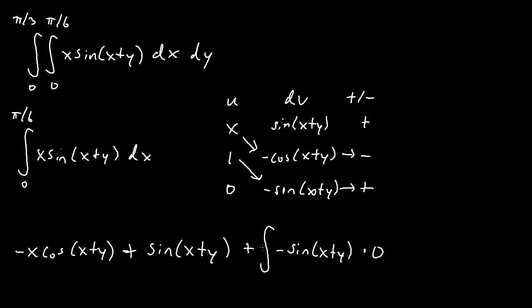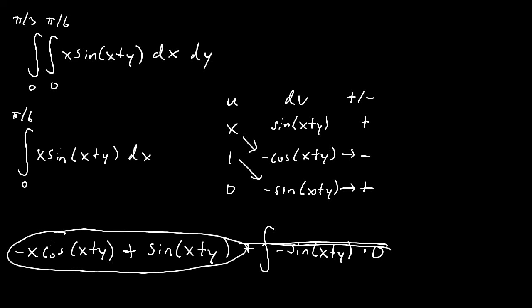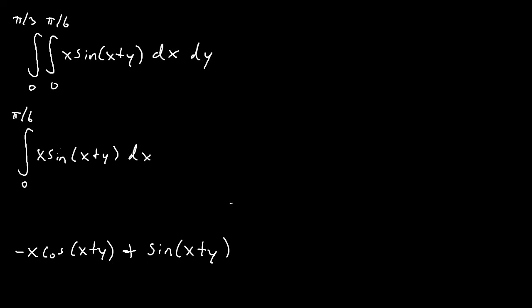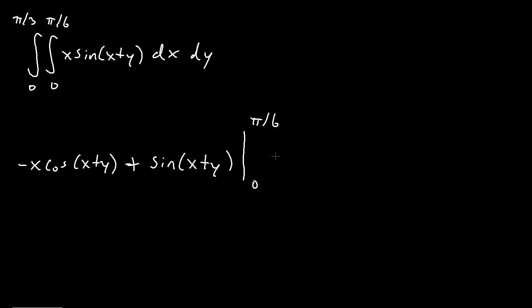Now since it's times 0, we just have 0, and the integral of 0 is 0, so that just cancels. So this is left as the integral of x times sine of x plus y. So now we can go ahead and evaluate from the x bounds of 0 to pi over 6. So then when I plug in pi over 6 for x, we'll get negative pi over 6 times cosine of pi over 6 plus y. And we have plus sine of pi over 6 plus y.